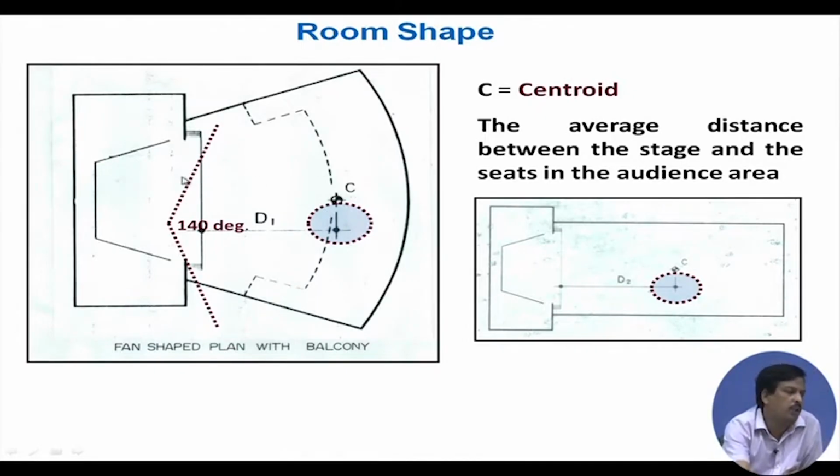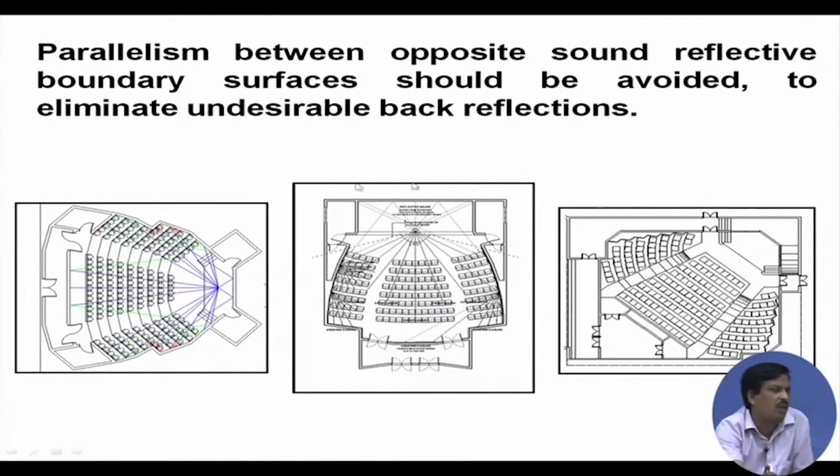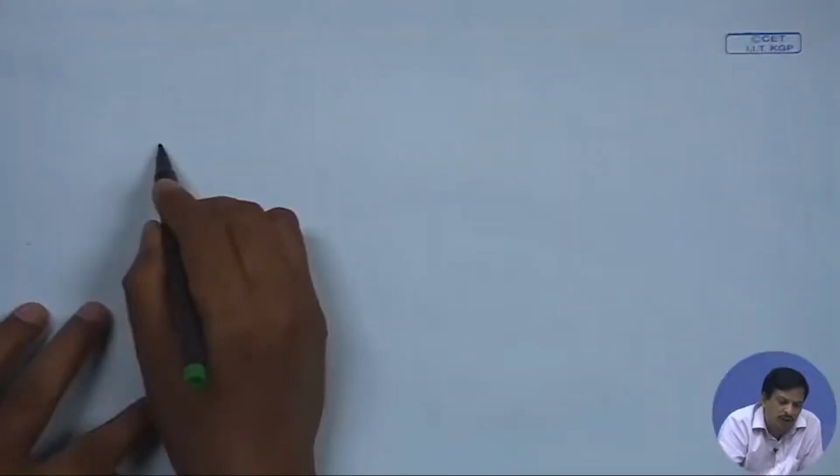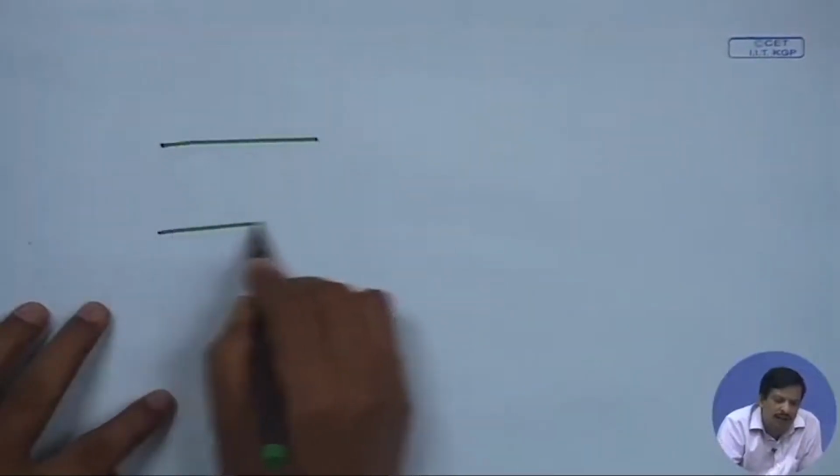Now, if you require a large capacity and the design length is very high, then use the balcony to reduce the length. Use the balcony to reduce the distance from the stage. Okay. So, there is some guideline in there. Then another one is that parallelism between opposite sound reflecting boundary surfaces should be avoided. That means any auditorium must not have any parallel reflector.